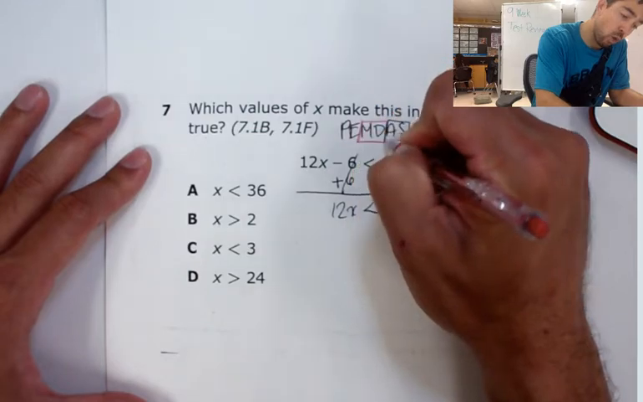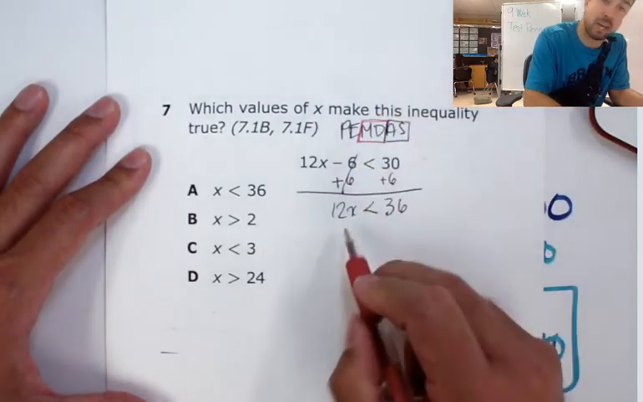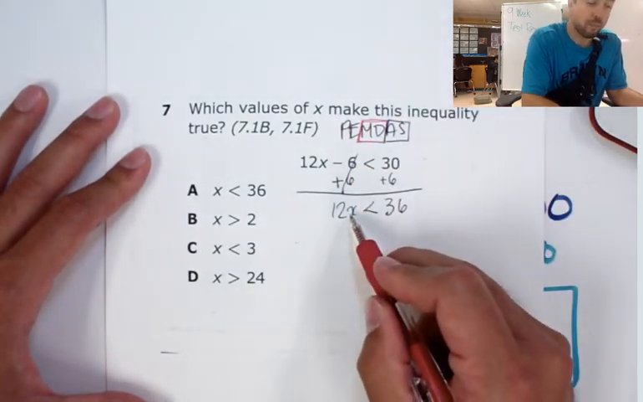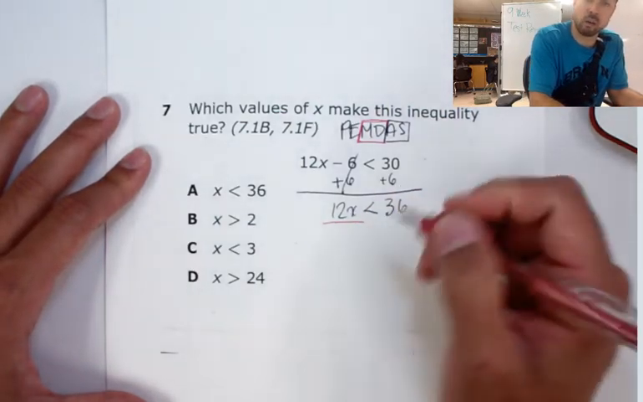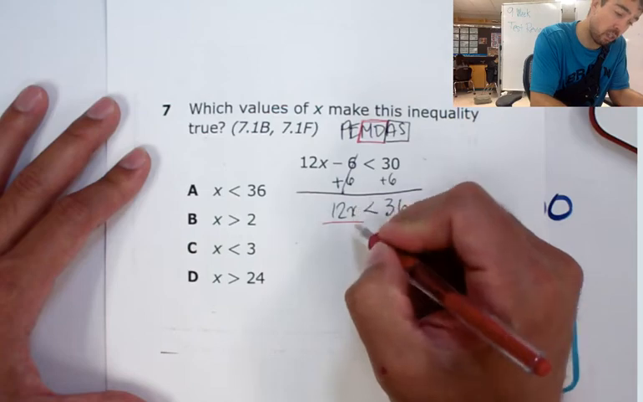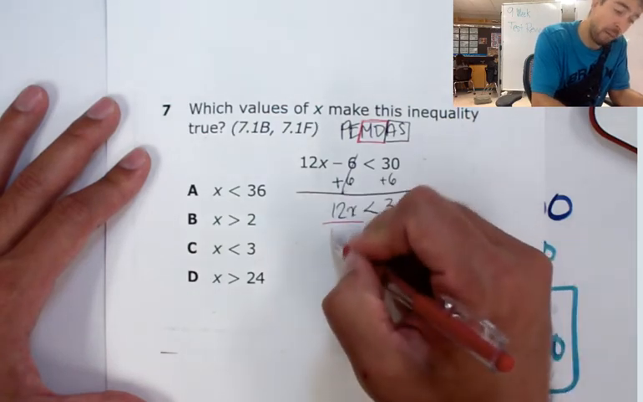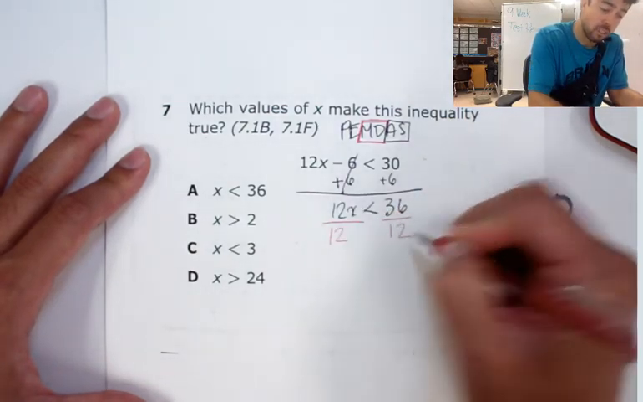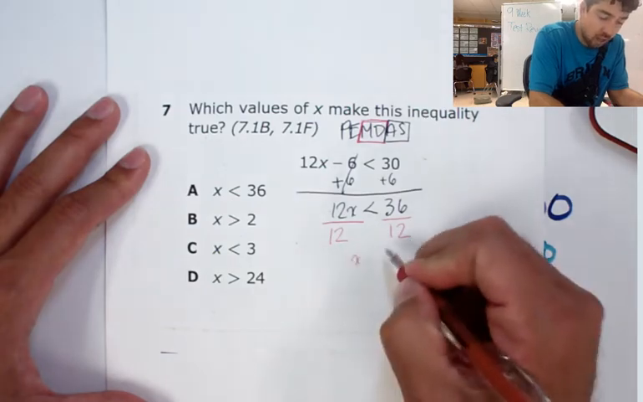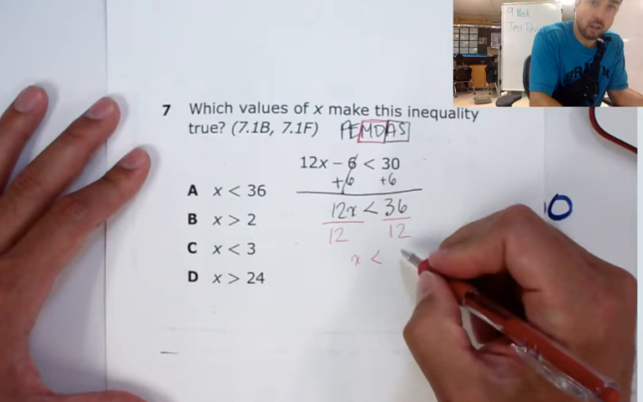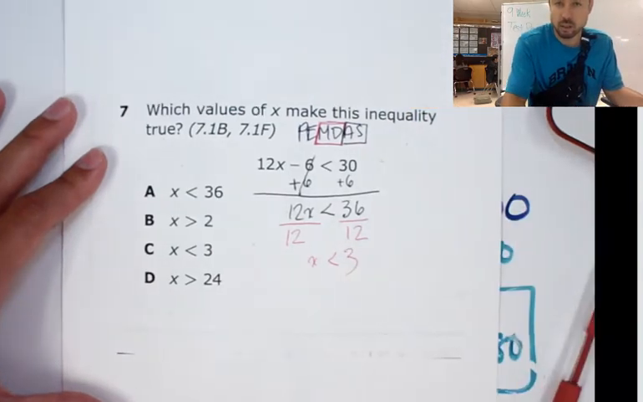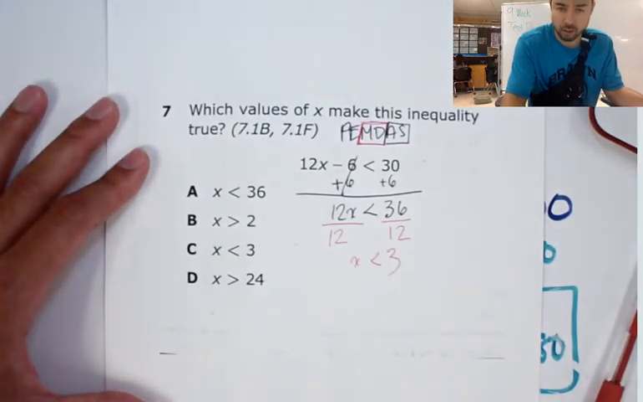To undo, what do we have here when we have 12 times x? Well, I just told you. That means 12 times x, it's multiplication. And in order for us to undo it, we have to do the opposite of multiplication, which is? Division. We're going to divide both sides by 12. x is less than 36 divided by 12, which is? 3. You guys are pretty sharp.